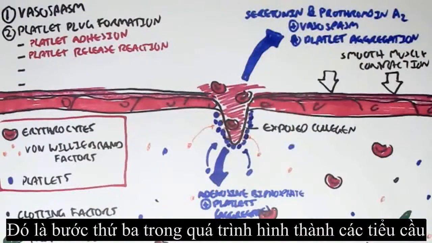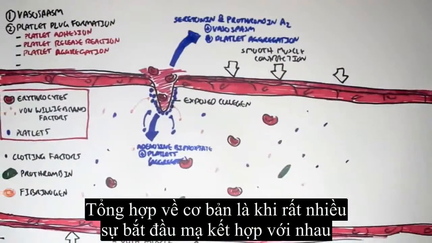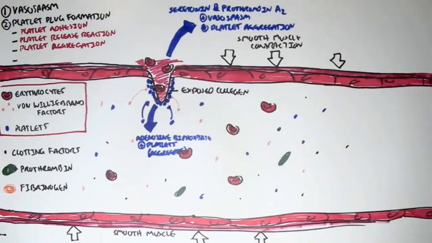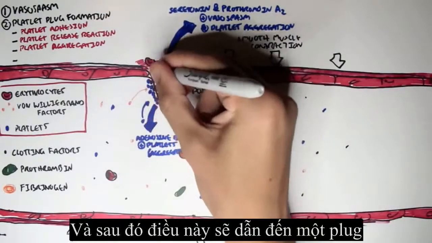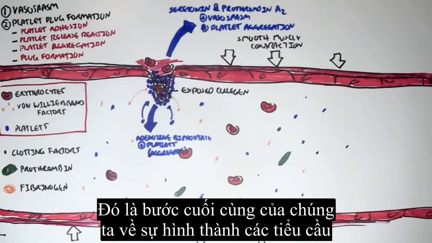which is our third step in platelet plug formation. And platelet aggregation is basically when a lot of platelets start clumping together, sort of sealing off the area. And then this will lead to a plug formation, which is our final step of the platelet plug formation process.